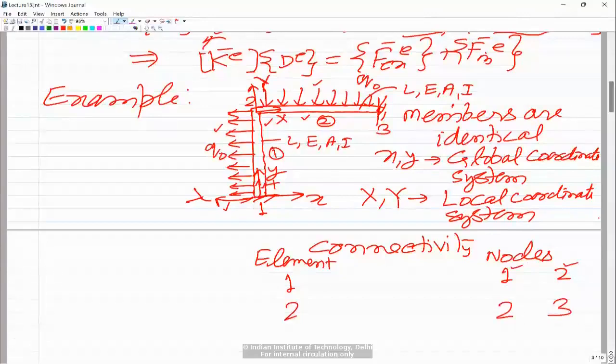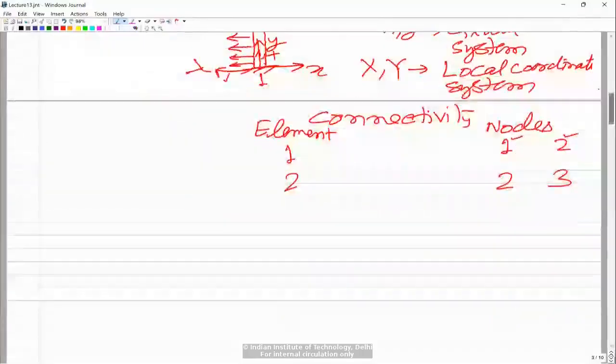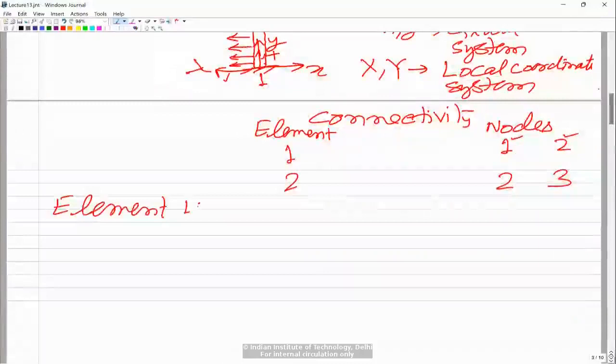Now before we can assemble, let's write the transformed element level stiffness matrix for both the elements. So if you look at element 1, we have already derived the element level stiffness matrix, we are just going to use that. Now for element number 1, this is the global x-axis and this is the local x-axis. The angle between these two is alpha, and alpha is 90 degrees in this case.